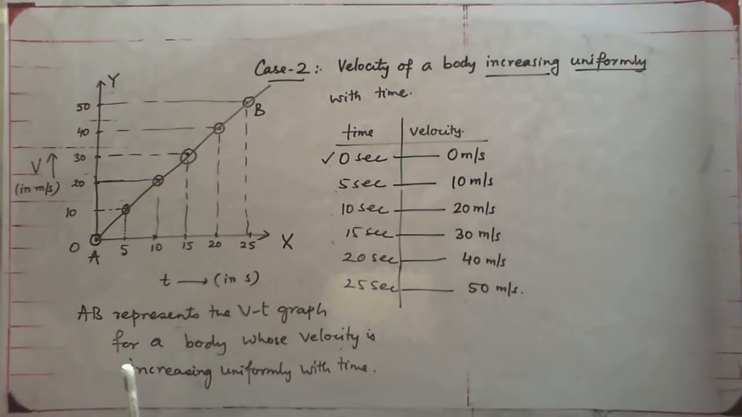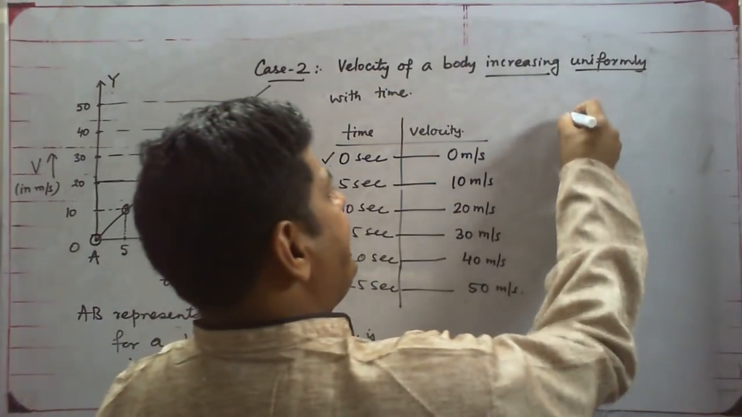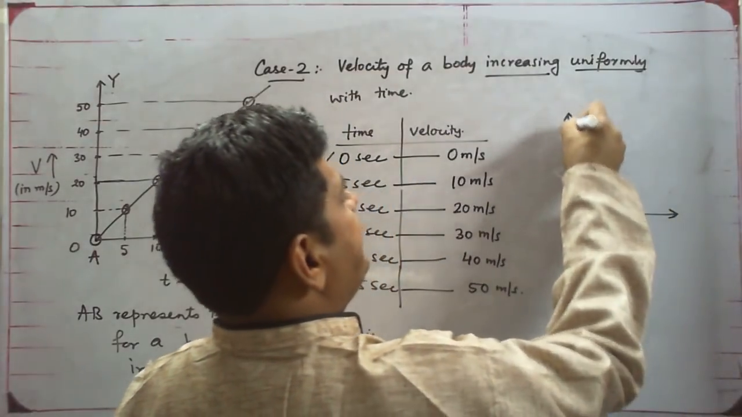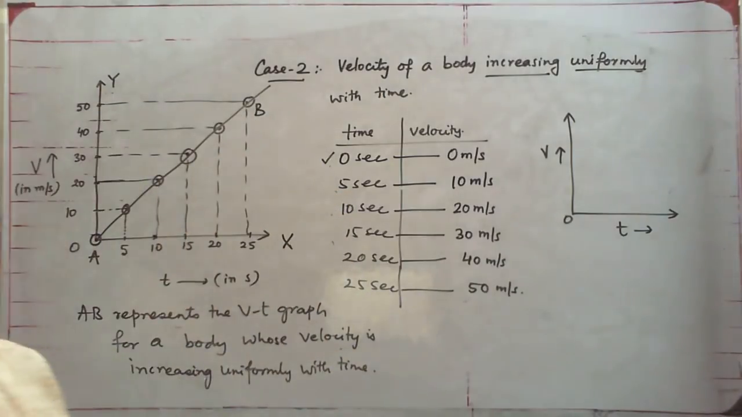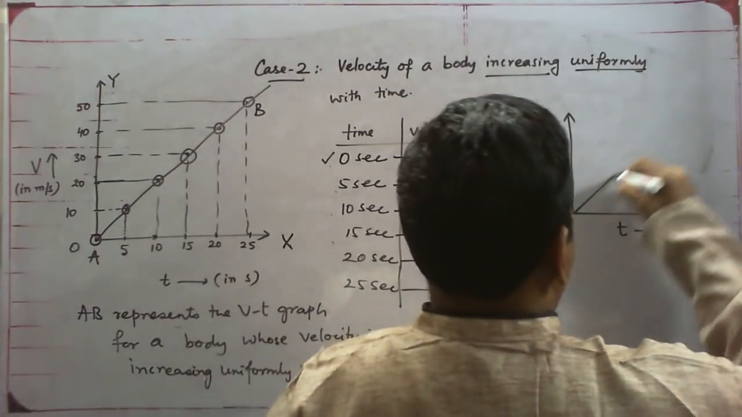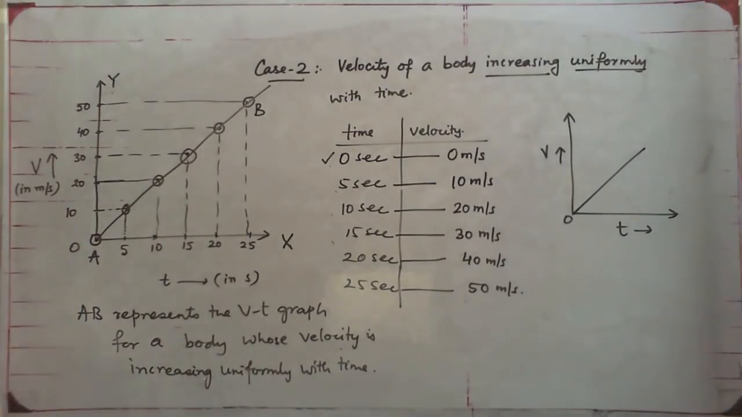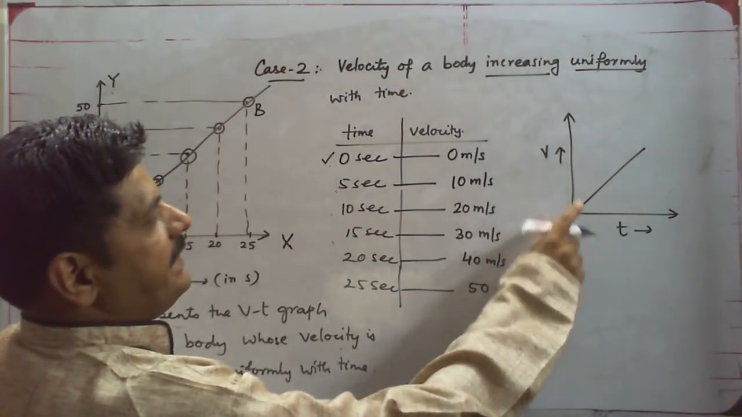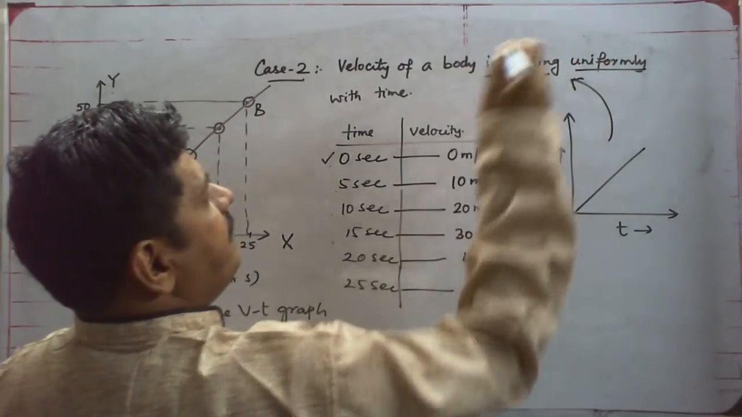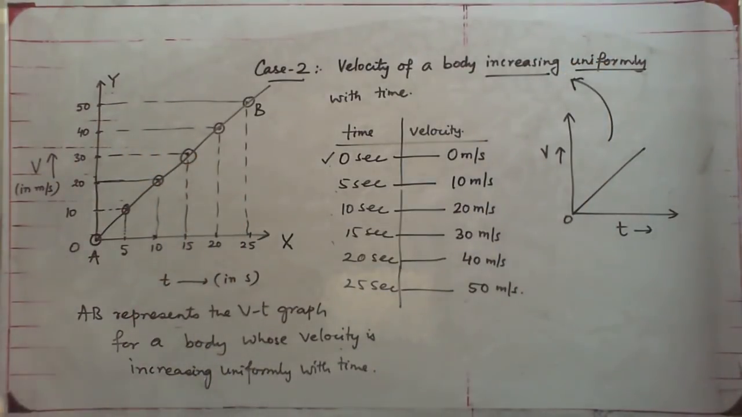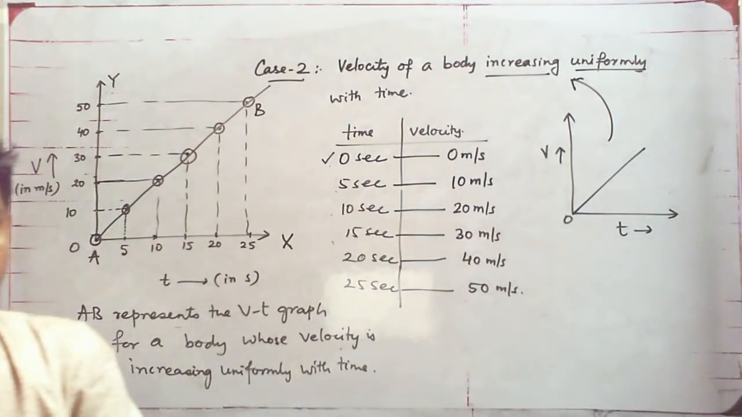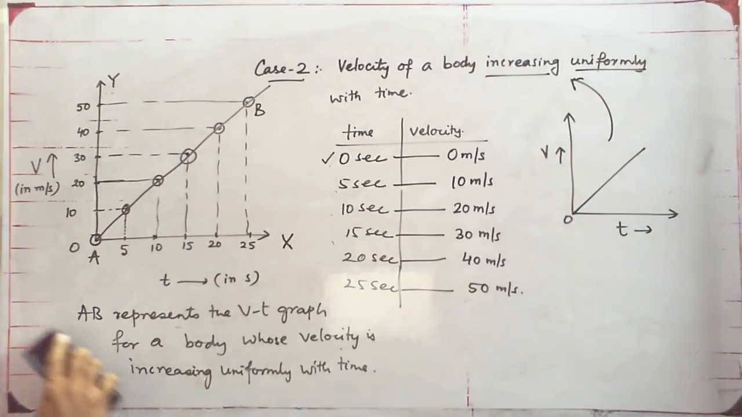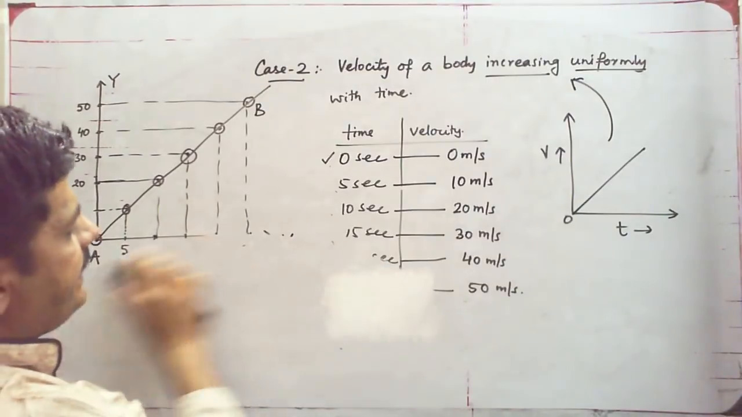Now how will be the general graph? General graph will not have any values given. Just we have to write V and T. This is the origin. So if you have got a VT graph this way, this graph would represent a body whose velocity is increasing uniformly with time. Okay. Now case number 3. I think these are all clear to you. Moving on, case 3.